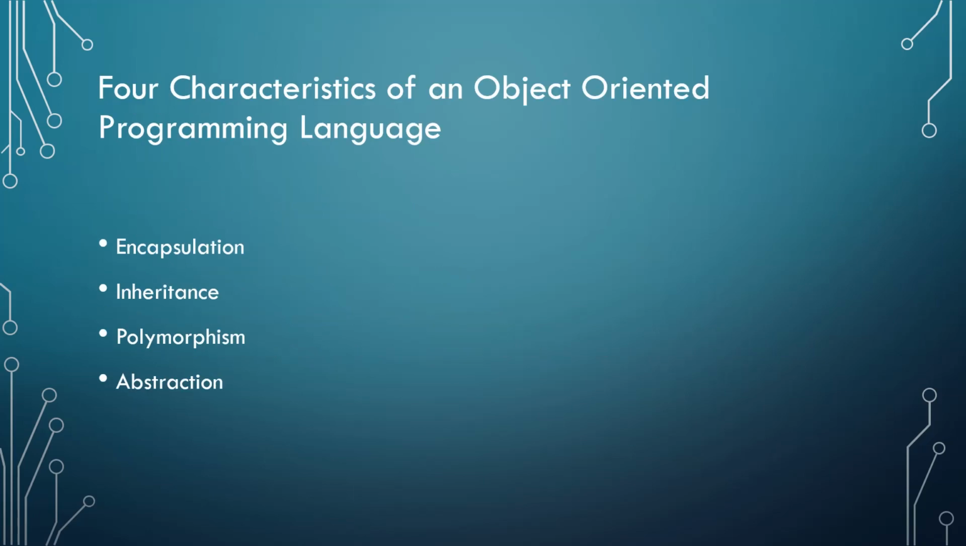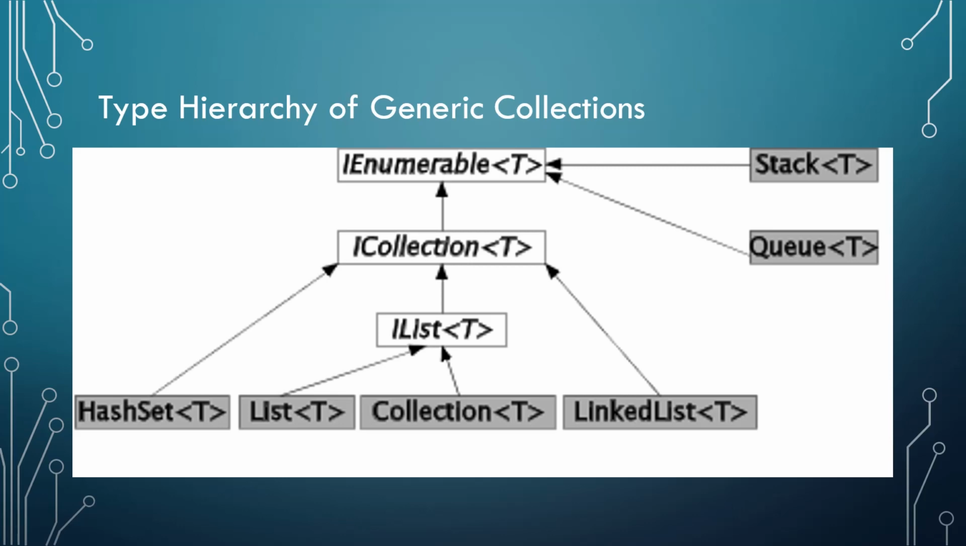So remember the four characteristics of an object-oriented programming language: encapsulation, inheritance, polymorphism, and abstraction. These characteristics are well on display when we look at the C# collection hierarchy. So here's our type collection of the generic collections. We have IEnumerable at the top. Notice it's an interface. Then stack and queue are off to the right.